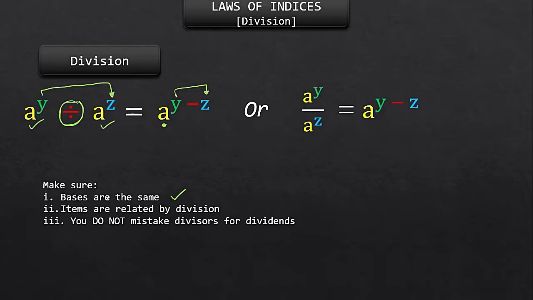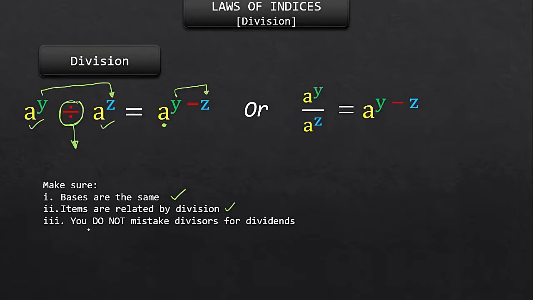So make sure that the bases are the same, then the items must be related by a division sign. Meaning that we have a division sign between them, that's when we can carry out a subtraction operation on the powers. But if it's not a division sign, if it's a multiplication sign, we are going to add the powers. Division sign, we subtract the powers.